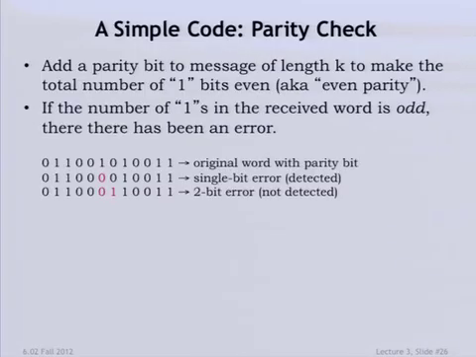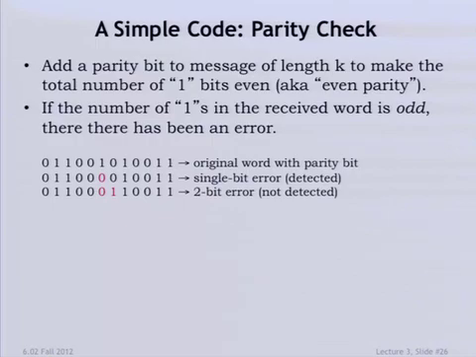So here's what we do for a simple way to add redundancy. We'll take the message and add a single bit to make the total number of ones in the resulting code word even. Okay, so this is what's called even parity. You could have the opposite choice of odd parity. So if you now receive a code word with an odd number of ones, you know you've made a mistake.